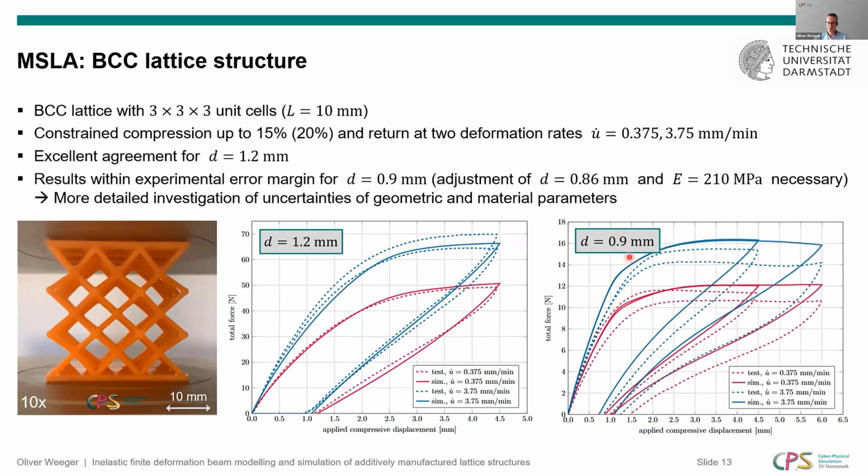Then actually, I think a month later or so, we printed a thinner lattice structure, which only has a diameter of 0.9 millimeters. And we did the experiments and we did the simulation, and there we realized that there was some deviation. So actually the initial results that we got were significantly stiffer than what you see in the plot over here.